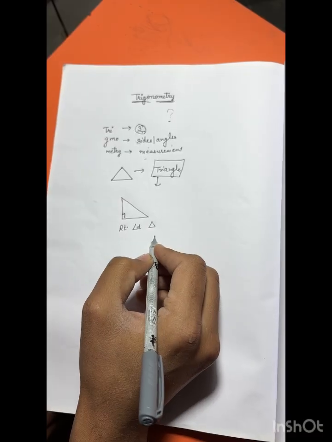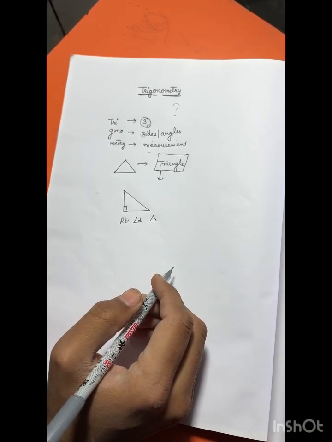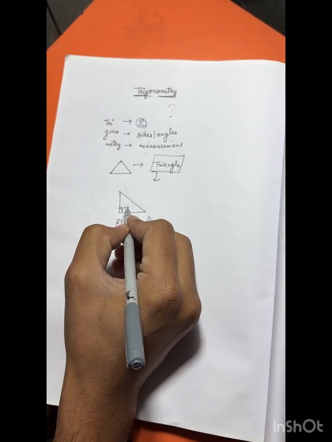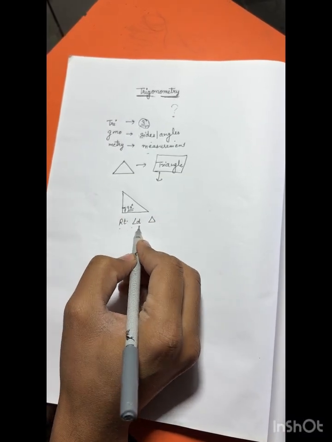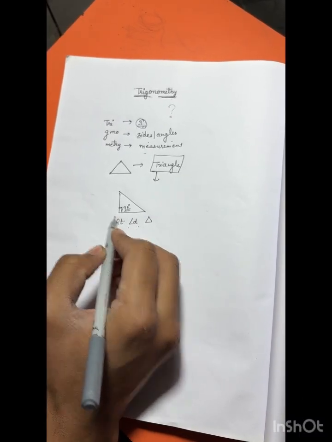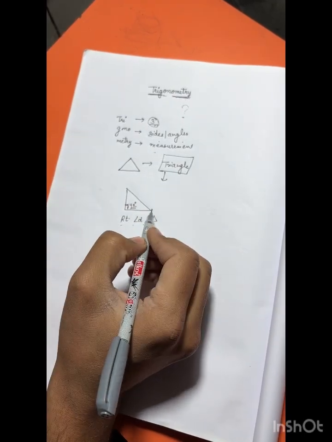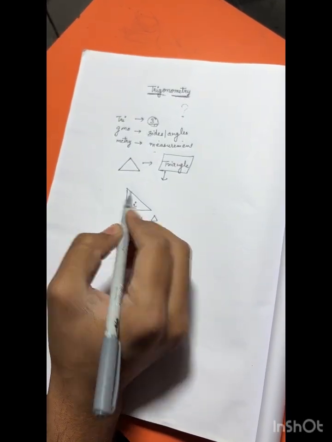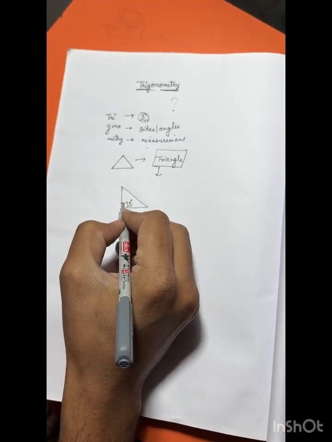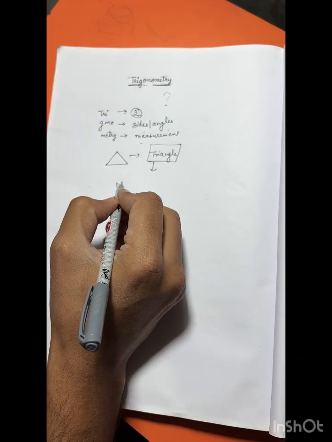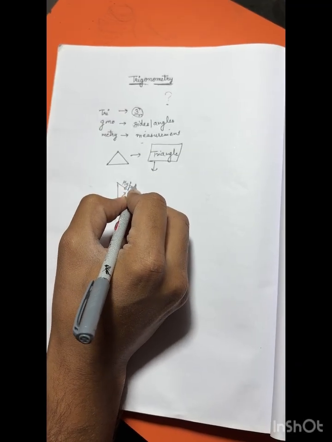Right angled triangle. What is meant by a right angled triangle? Sir, the triangle which has one angle equal to 90 degrees. That triangle is known as a right angled triangle. Sir, what's special in this triangle? The special thing in this triangle is it has three sides. We can name them like this. The side which is opposite to the 90-degree angle is known as hypotenuse.